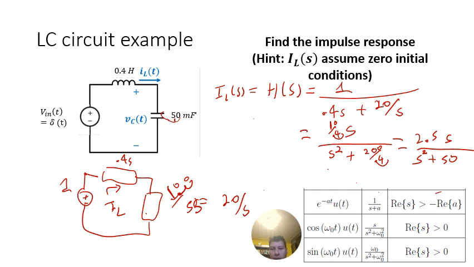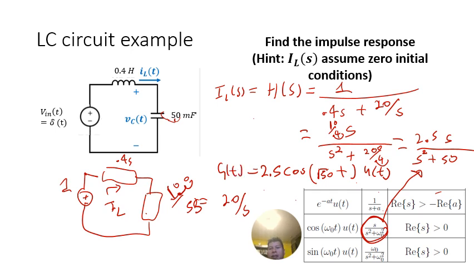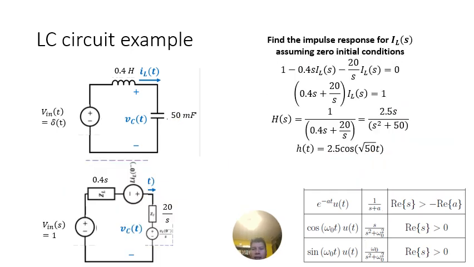This one we can look straight up from the Laplace tables, so we don't even have to do the partial fraction decomposition. You could, and you're going to get that the roots are imaginary, so you're going to get the cosine, but here it is. In this case, it's just going to be 2.5 cosine of omega naught, square root of 50 t, u of t. There you go. That's the impulse response. So see how easy it was to get that? Yeah, so that's basically it. We got the impulse response.